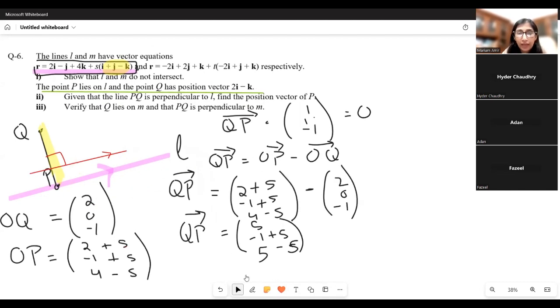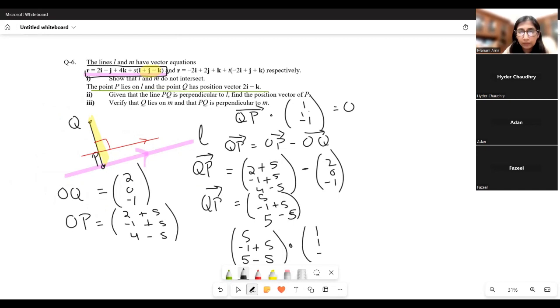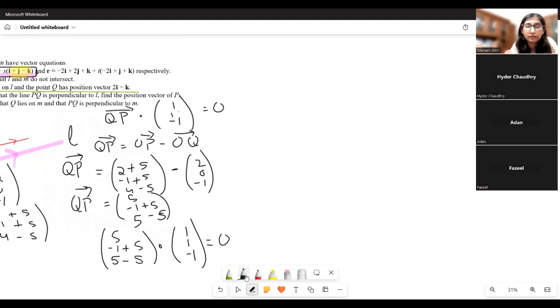Okay. So we have QP. Now we're ready to take the dot product. S minus 1 plus S and 5 minus S dot 1, 1 minus 1 equals 0. That would be S minus 1 plus S minus 5 plus S equals 0. एस और फाइव बिल्कुल एक जैसा लग रहा है. S minus 1 plus S and then minus 5 plus S equals to 0.